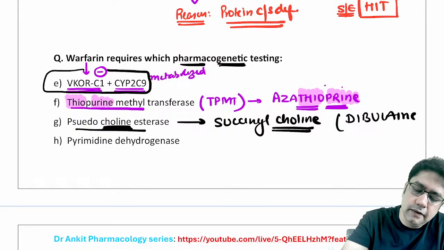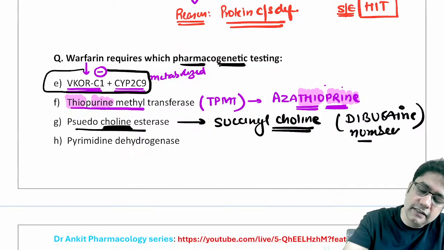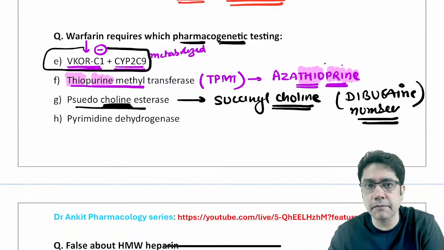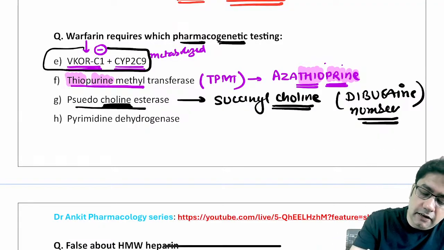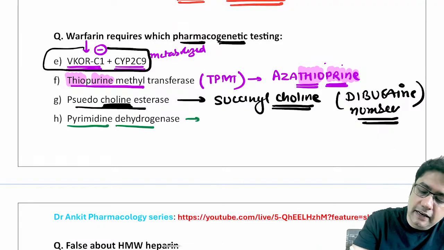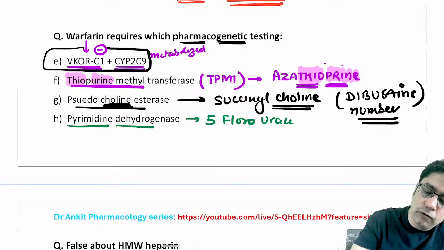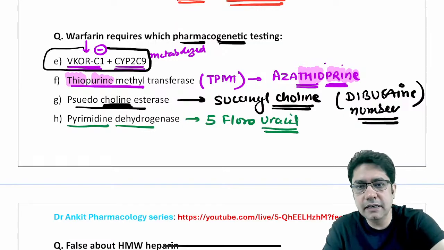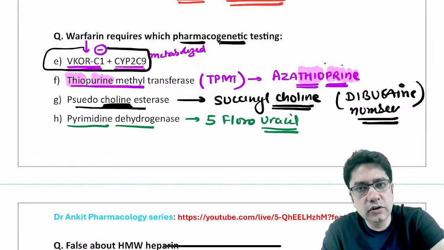When we check the activity of pseudocholinesterase enzyme before giving succinylcholine, we call it the Dibucaine number. Dihydropyrimidine dehydrogenase enzyme will degrade a pyrimidine. You know a pyrimidine? 5-fluorouracil. It's a pyrimidine. It is degraded by this enzyme. So before giving, do this testing.